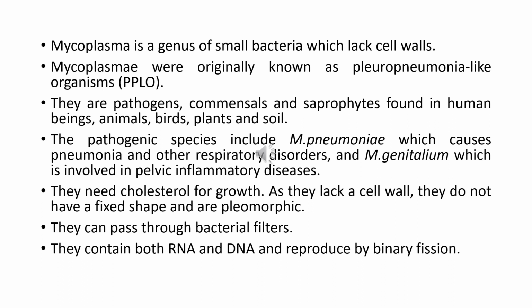The pathogenic species of Mycoplasma are Mycoplasma pneumoniae and Mycoplasma genitalium. Mycoplasma pneumoniae causes pneumonia and other respiratory disorders in human beings. Mycoplasma genitalium causes pelvic inflammatory disease in human beings. Mycoplasma requires cholesterol for its growth. As they lack the cell wall, they do not have a fixed shape and they are pleomorphic. They can pass through the membrane filter. They possess both DNA and RNA. They reproduce by a process called binary fission.